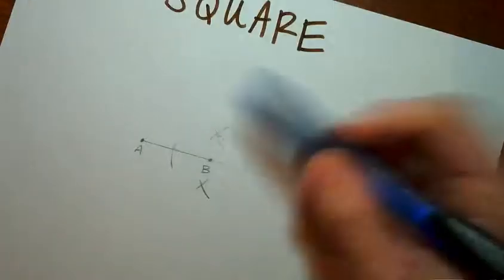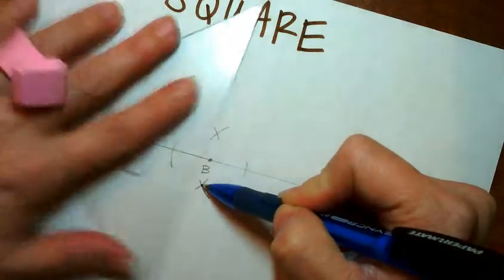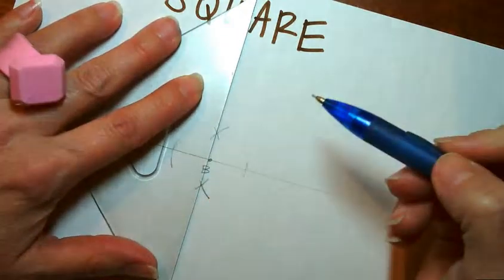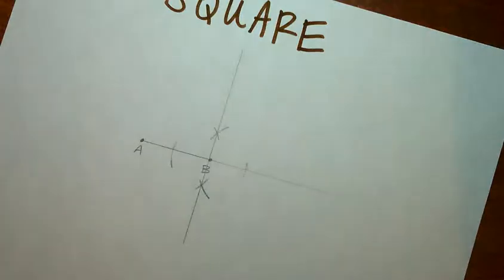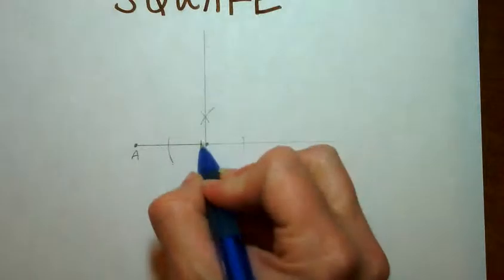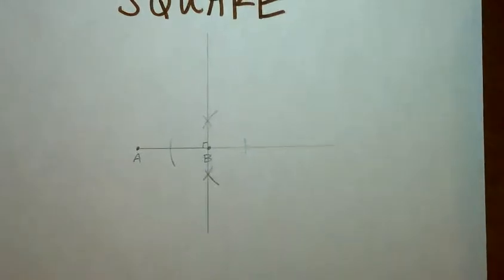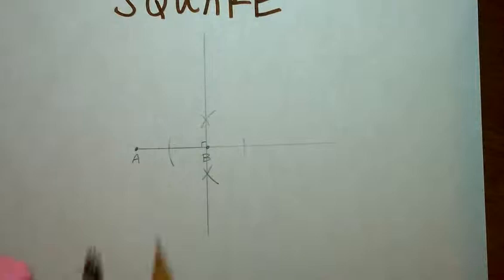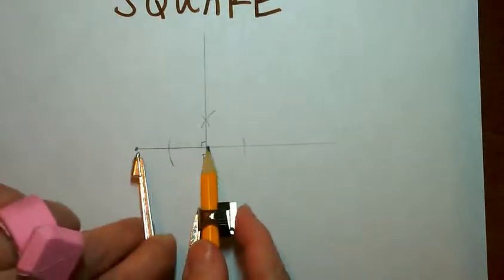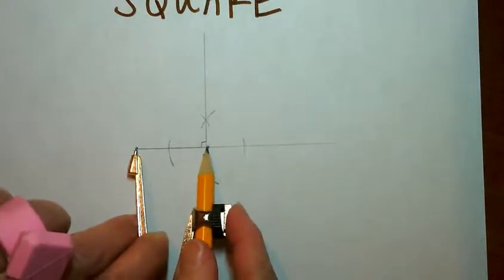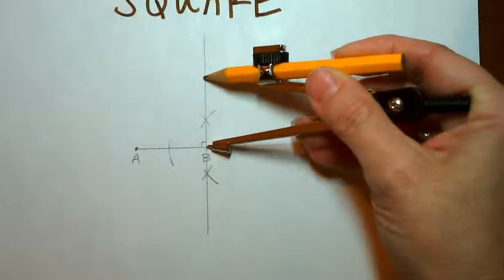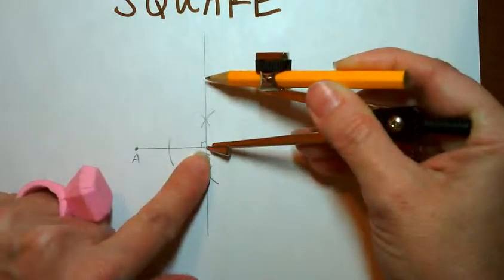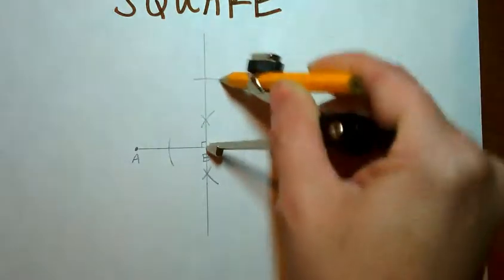Now, if I connect these 2 points, they should give me a perpendicular bisector through B. So now I know that this right here is perpendicular. Going back to the compass, I'm going to measure side AB because this is the side length of the square. So now I know that this side right here is going to need to be the same as this side right here. With the point on B, I'm going to make an arc.